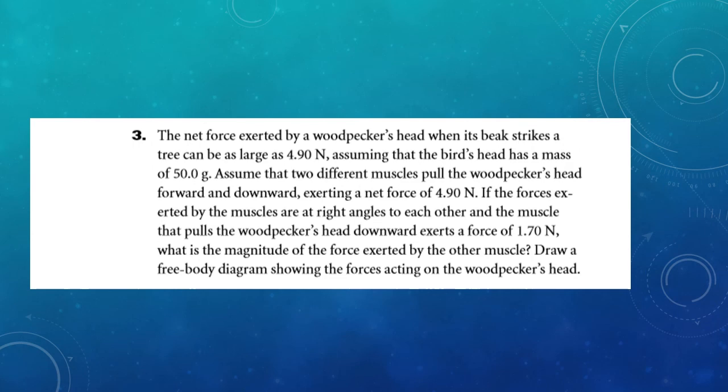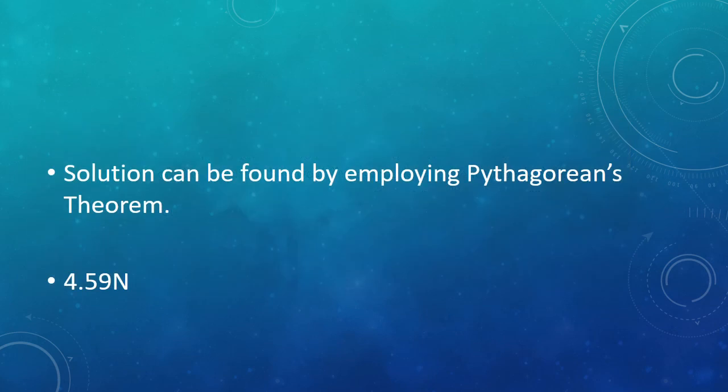So number 3 is about a woodpecker. When its beak strikes a tree, it gives you information there, and you can work down through all of that. Of course, read the question, work down through it. I do not have the solution worked out, but I do have the solution following. So pause it, work it, or if you've already done so, here we go. Basically with this one, all you need to do is solve with Pythagorean's theorem because you had both of the values, and it turns out to be 4.59 newtons of net force.